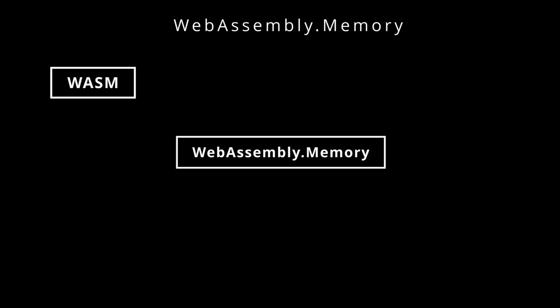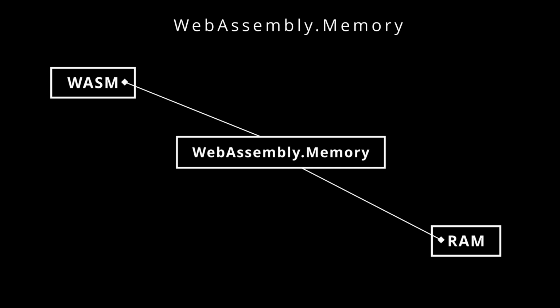The same way, a WASM file also requires memory to run on your machine or on your web application. That memory is provided by the WebAssembly.Memory module. The WebAssembly.Memory module acts as a bridge between a WASM file's code and your machine's RAM. Let's see how it works now.